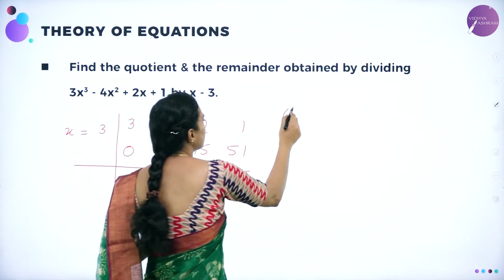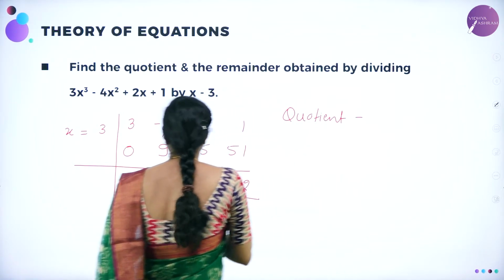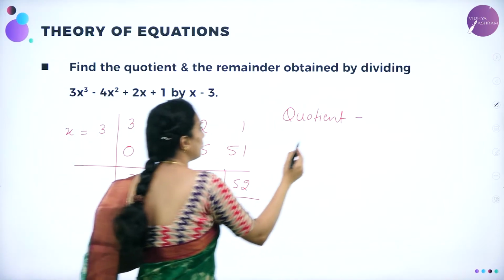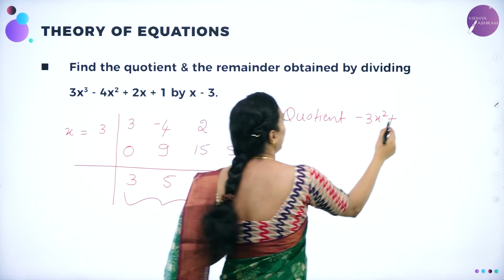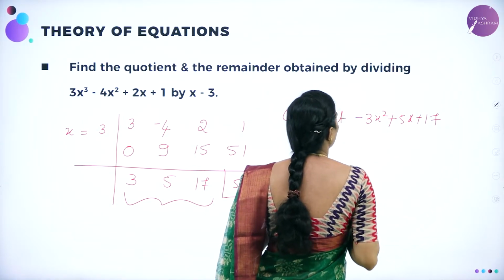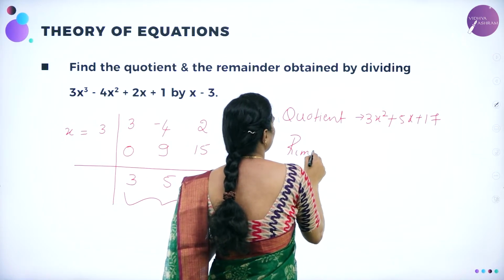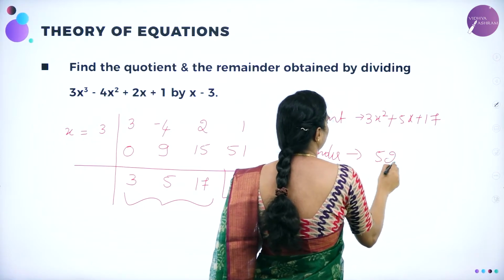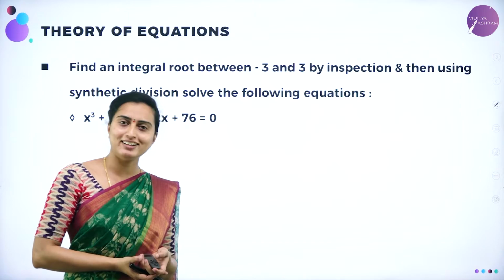So quotient is, quadratic equation you are going to form by the coefficient of x squared, x and the constant term. The coefficient of x squared is 3x squared plus 5x plus 17 equal to 0, and then you are getting remainder is nothing but 52. This is the answer. I hope you got this one. We'll move on to the next problem, dears.